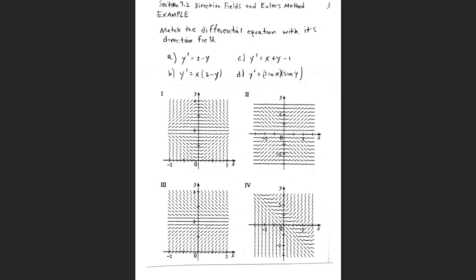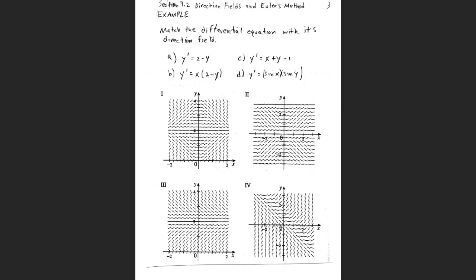Okay, so now this is not something I expect you to copy down right now. Section 7.2 deals with what are called direction fields and Euler's method. Euler's method we'll get to on Wednesday, but let's talk about direction fields. So let's see what we have here.